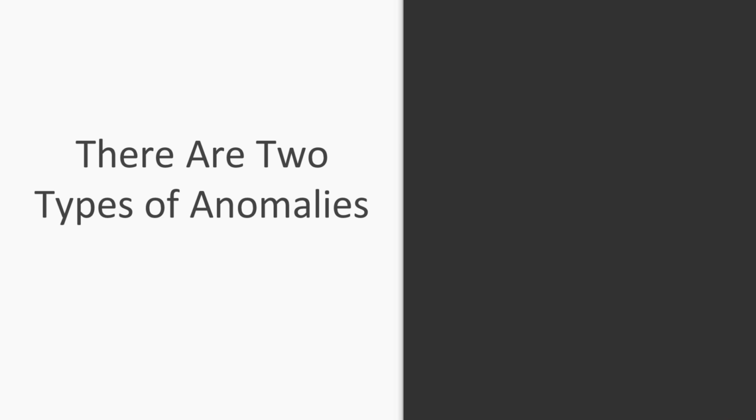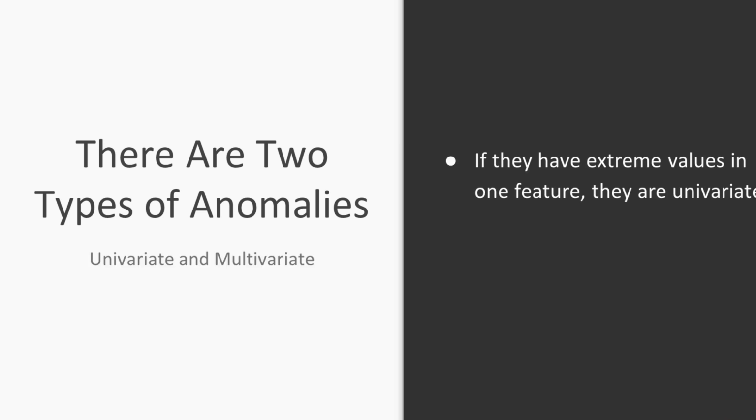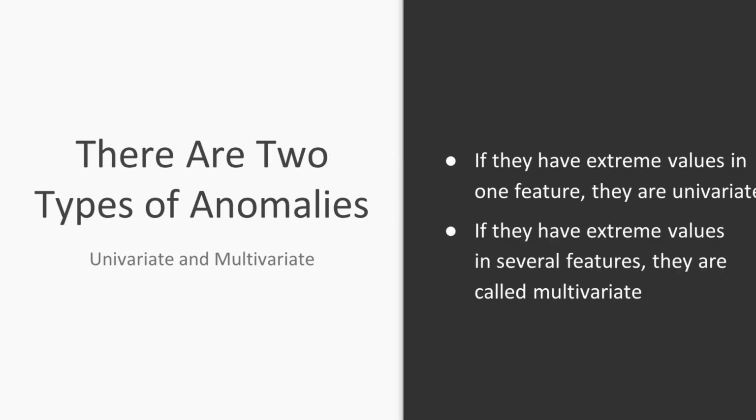There are two types of anomalies, univariate and multivariate. If the anomalies have extreme values in only one direction or one feature, they are considered as univariate. But if they have extreme values in several features, they are called multivariate.